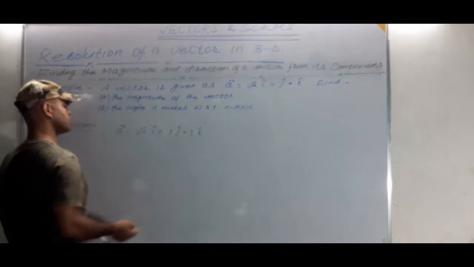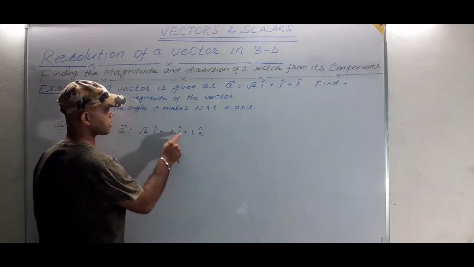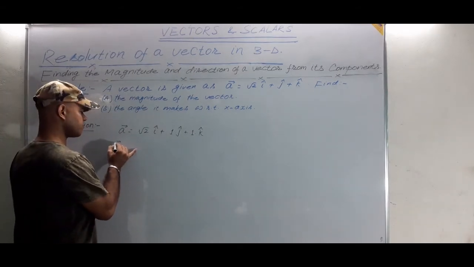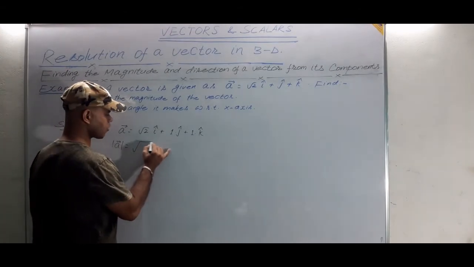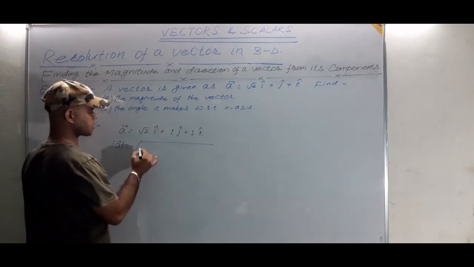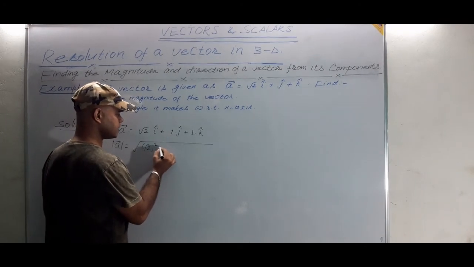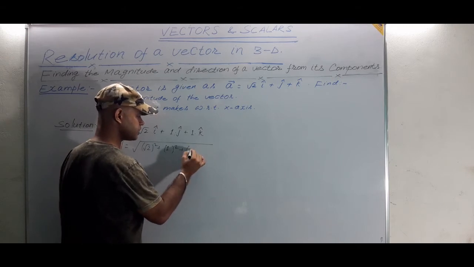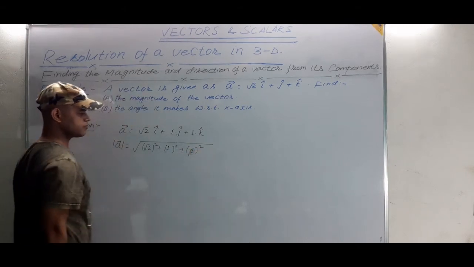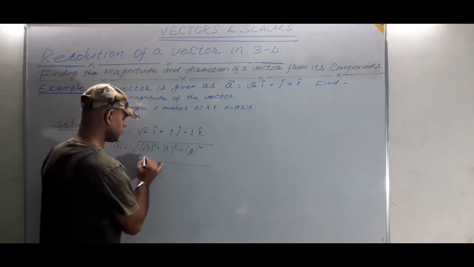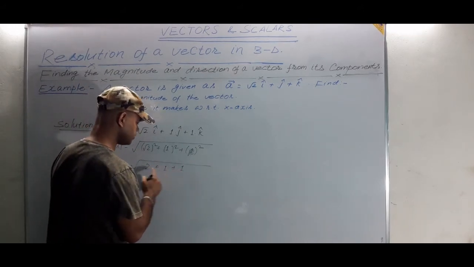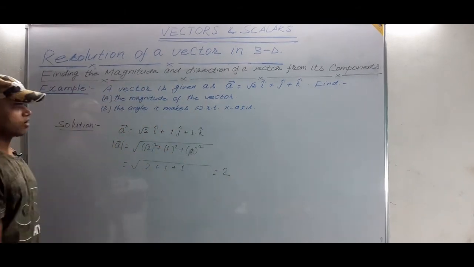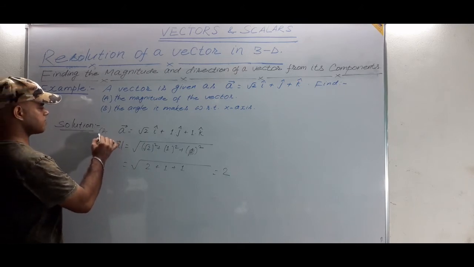So we can find the magnitude simply by adding the squares of the components and then taking their square root. So we have mod of A vector, that is the magnitude of the vector, as root of the sum of squares of its components, x square plus y square plus z square, right? Z component square, which is 1. So how much? This is 2 plus 1 plus 1. How much? 4. So that is 2 units. So this is the magnitude of the vector. So this is the answer for question number 1.